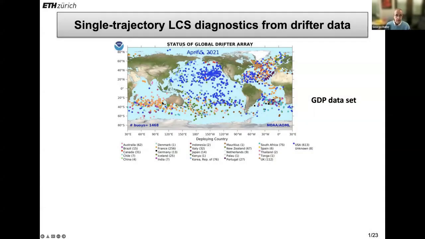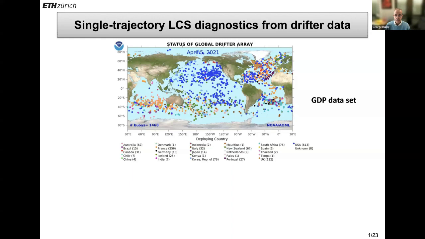Part I didn't cover was about single trajectory diagnostics for mixing. The reason for these is that we have a lot of data in situations where the full velocity field is not available, but we have individual tracer trajectories available. The most prominent example of that in my mind is the ocean. We have a huge drifter array database, which is being constantly developed and maintained.